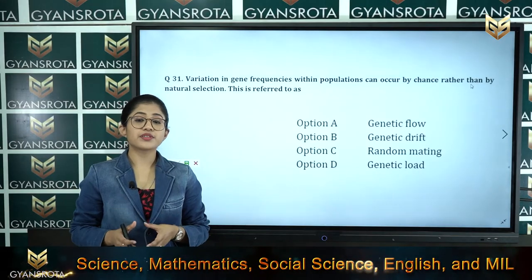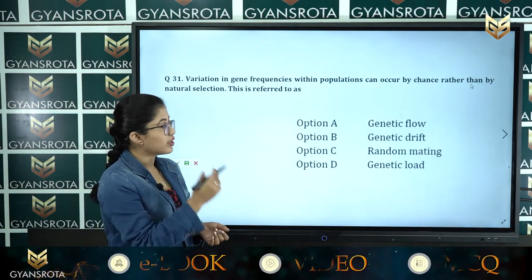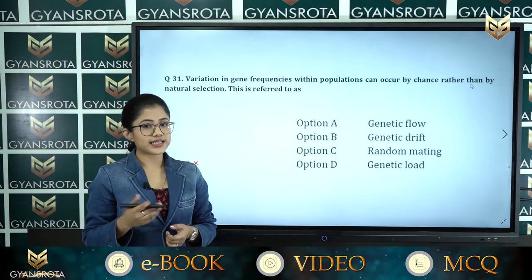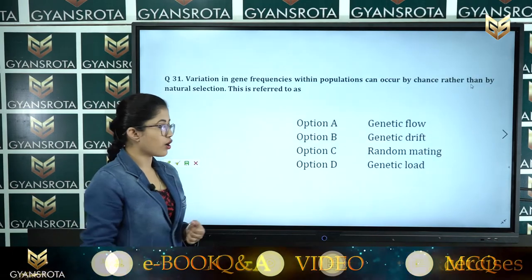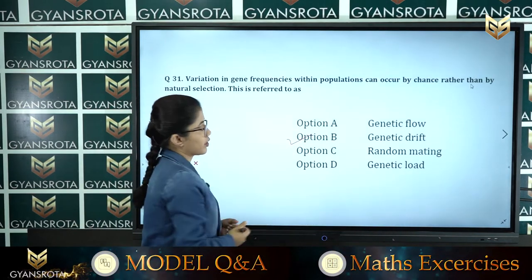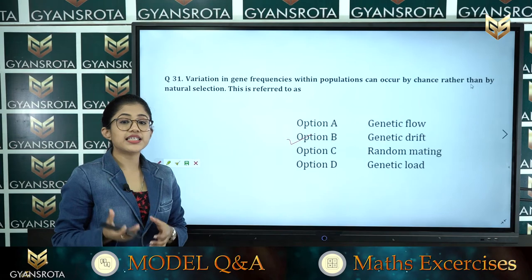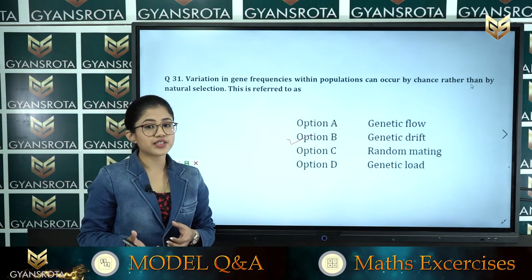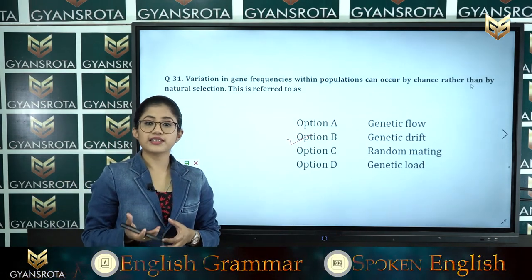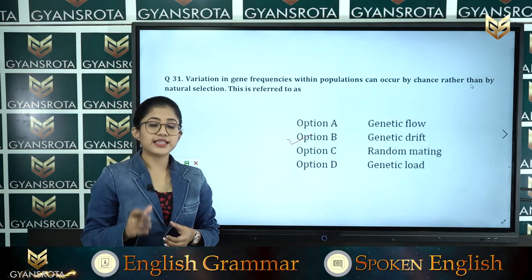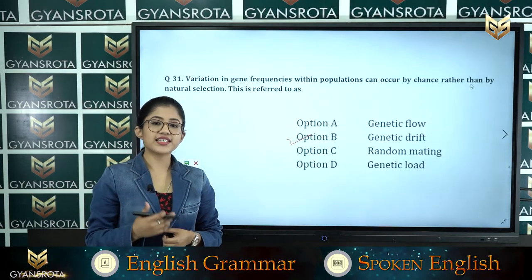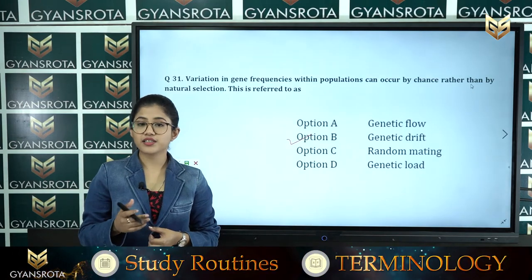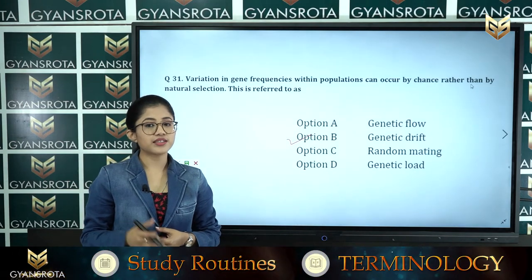Student, this is from the chapter Evolution. We have got all these terms, right? So what is the correct answer? That is genetic drift, which is given in option number B. So the variation in gene frequency within populations can occur by chance rather than by natural selection, and this process is referred to as genetic drift. So this is the correct answer. Now let's see the next question, that is question number 32.